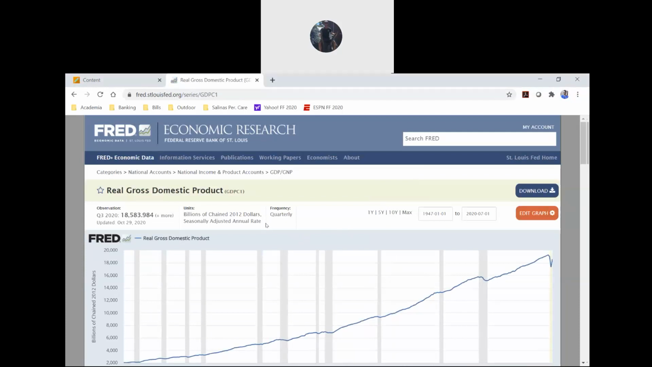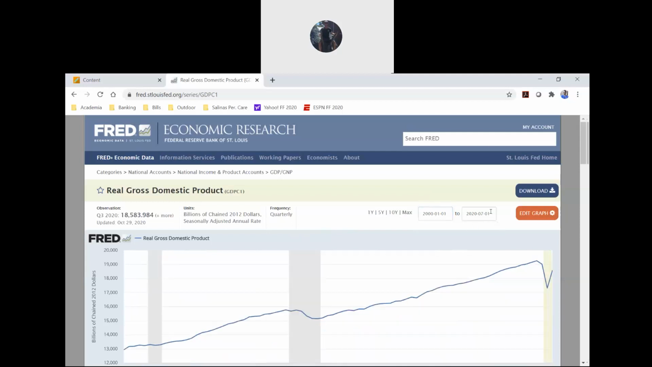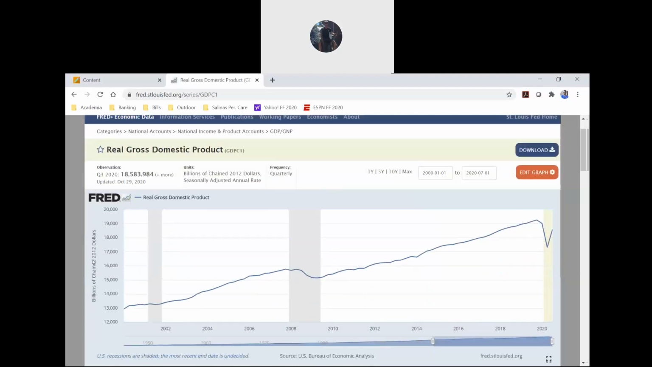All right, so remember, let me see if I can zoom in. Okay, so see these gray areas? I just snapshotted from 2000 to now, this is real GDP quarterly. So here was a recession we had in the early 2000s. Here was the big recession we had after the financial crisis, the Great Recession.